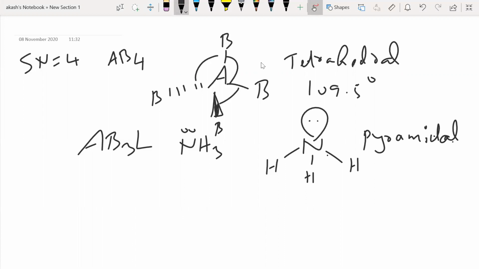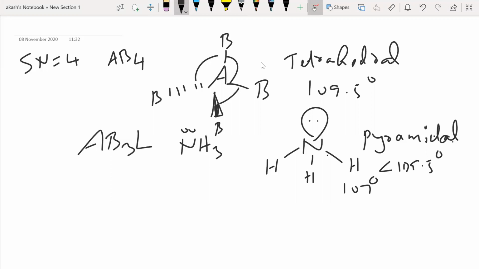For steric number 4, I have 2 types. First one is AB4. The geometry and the shape is tetrahedral. The bond angle is 109.5 degrees. And the second one is AB3L, right? The shape is pyramidal, but the geometry is still tetrahedral. Again, I'll not be able to predict what the bond angle will be. I can just say that it will be less than 109.5 degrees. For sure, I'll be able to say that. If you look at it, the actual bond angle will be around 107 degrees.